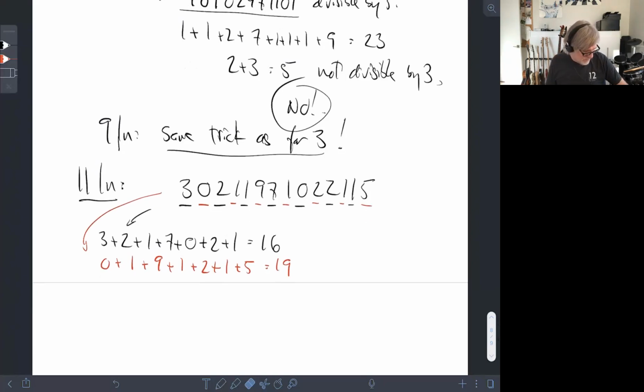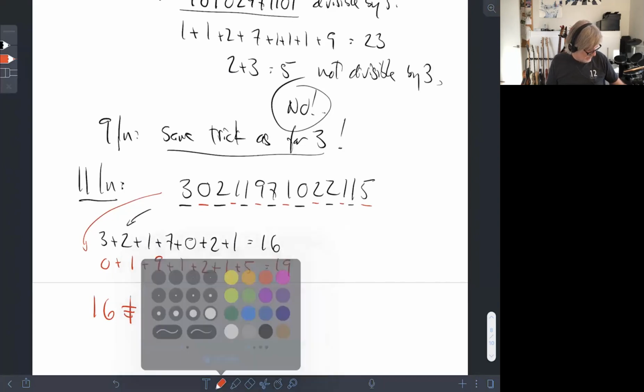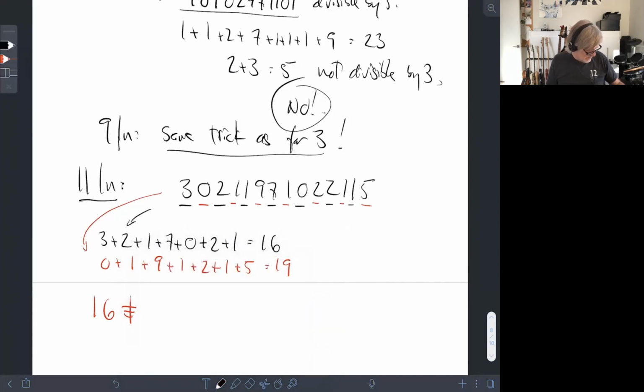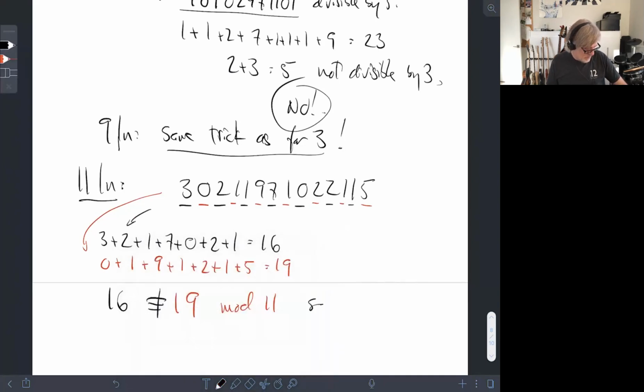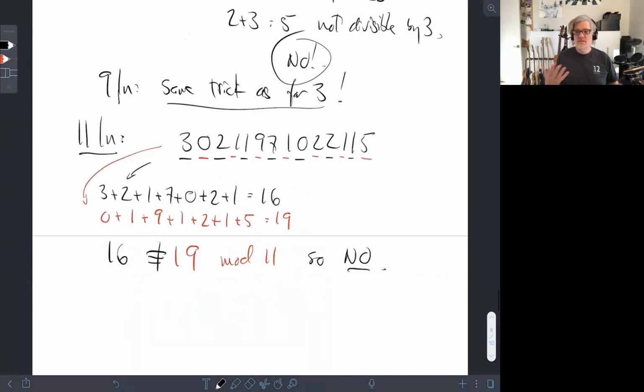Okay, so 16 is not congruent. Oh, I wrote it backwards. Brain cramp. 16 is not congruent to 19 mod 11. Sorry. So, no. And it's if and only if. Okay, so that's the trick.